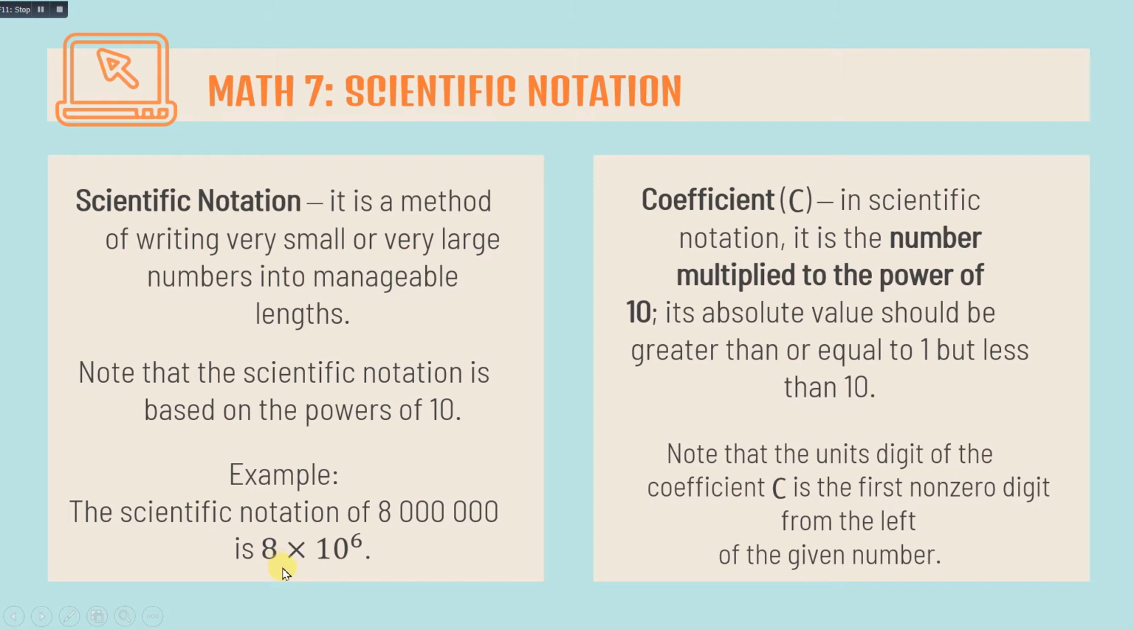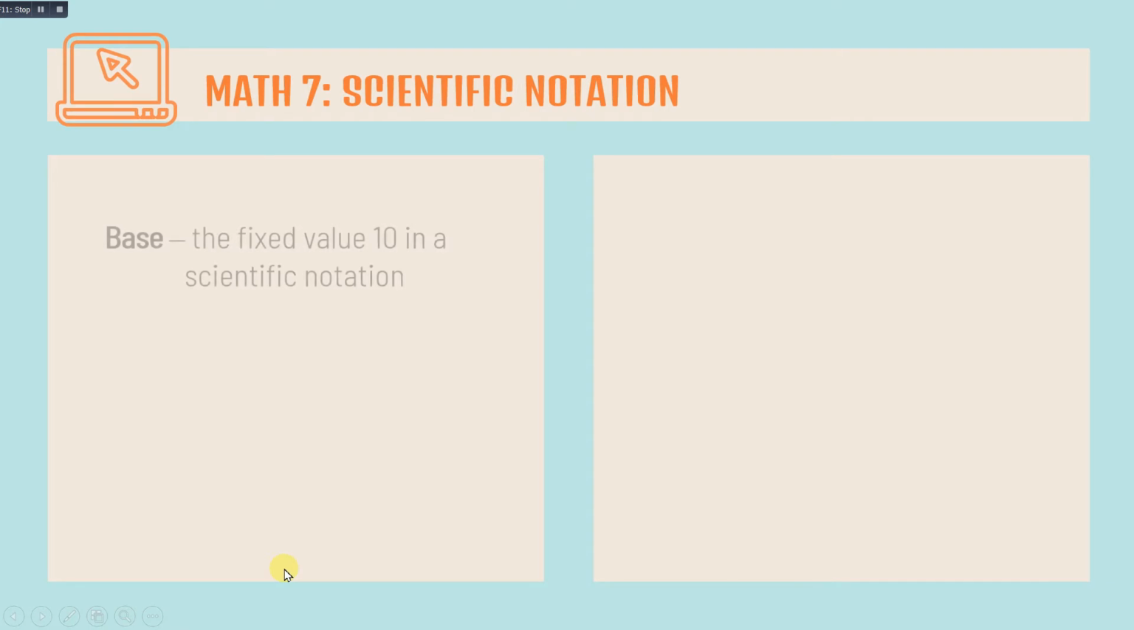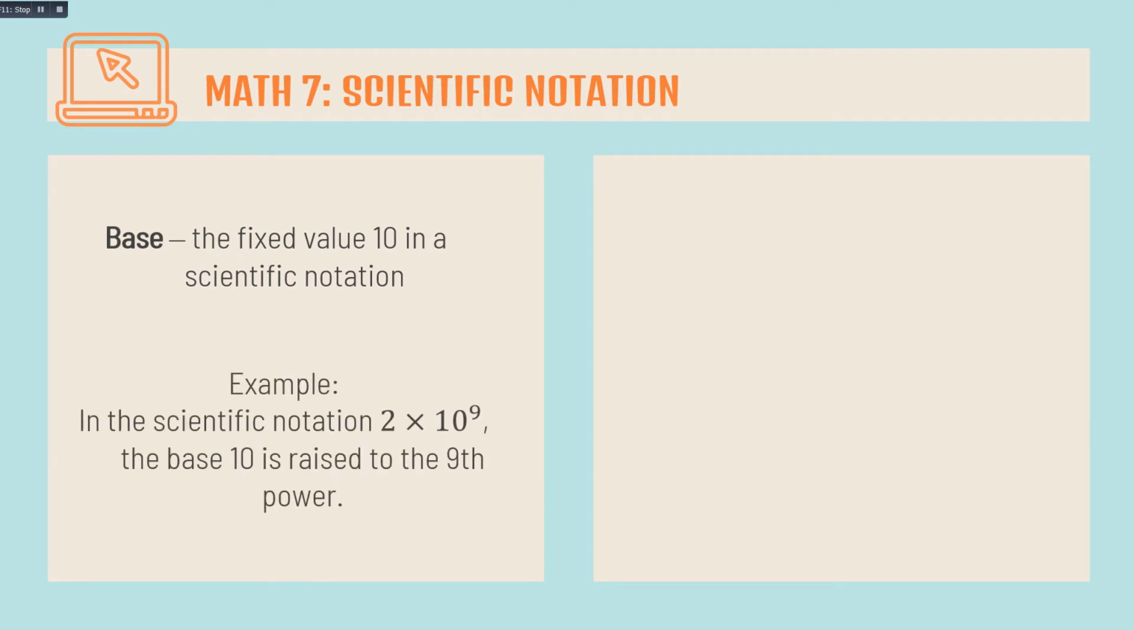Next, what is a base? It is the fixed value 10 in a scientific notation. So in this example, we have 2 times 10 to the power of 9. And the base here is 10 because 10 is raised to the 9th power. So here in this example, 10 is our base.